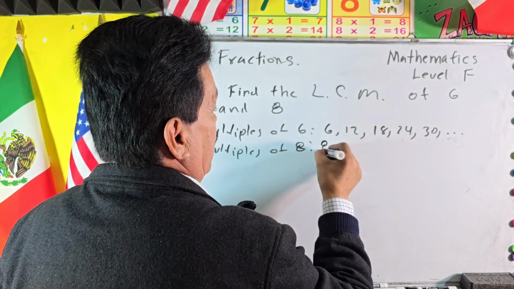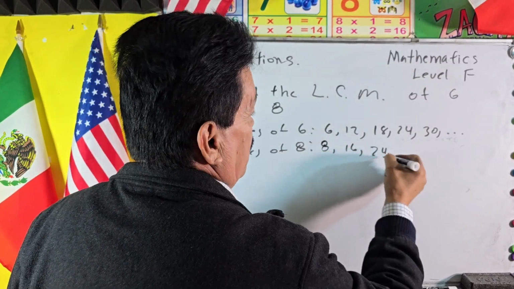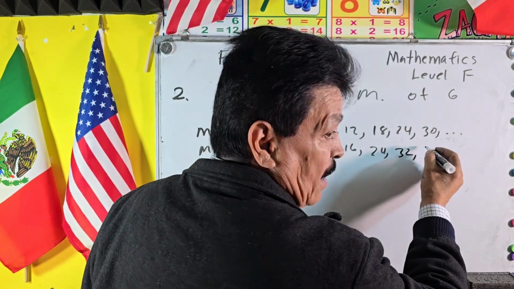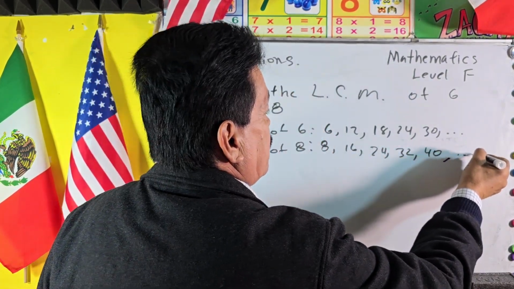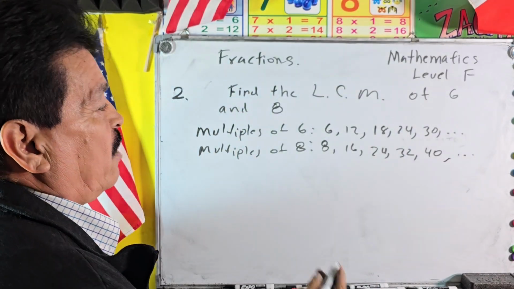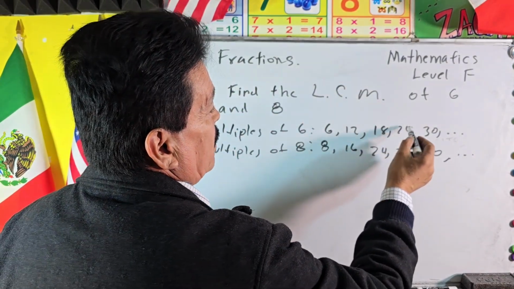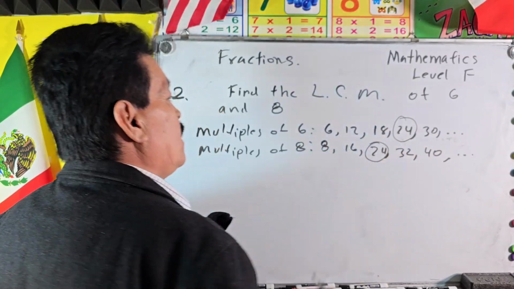We have 8, 16, 24, 32, and then what else? 40. So the common one, the minimum, the least common multiple, is 24 right here. You see? It's 24. See the number right there?